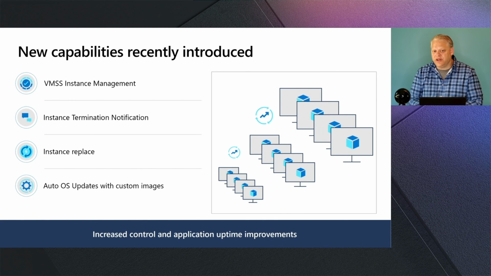A set of recently released functionality that we've added to the VM scale sets. The first is instance management, and this allows you to control which instances are removed when you scale down. You can configure to have either the most recently created instances or the oldest instances removed. Typically, depending on where you are in the software update cycle, we see a lot of customers switching between those two configurations.